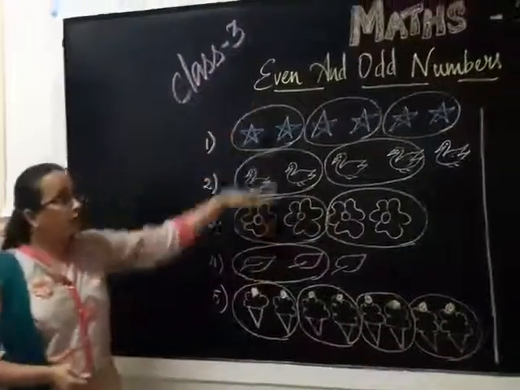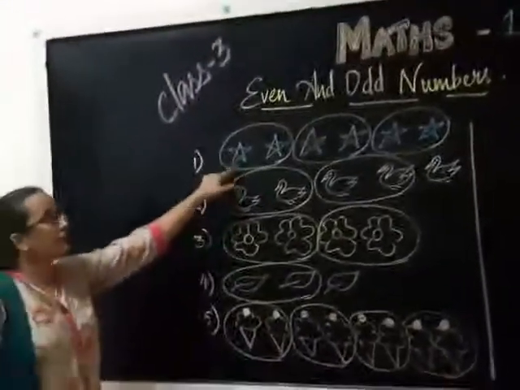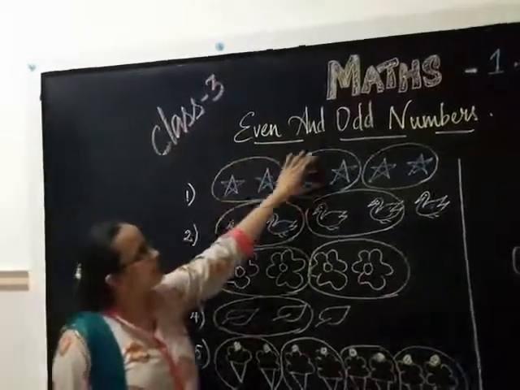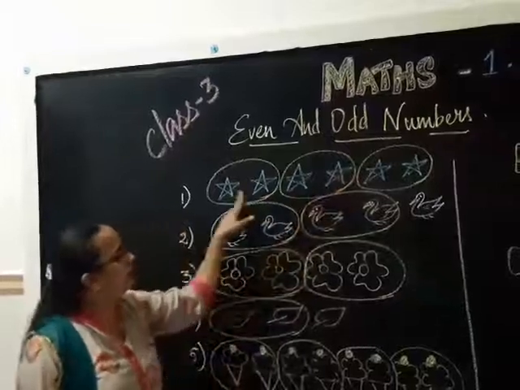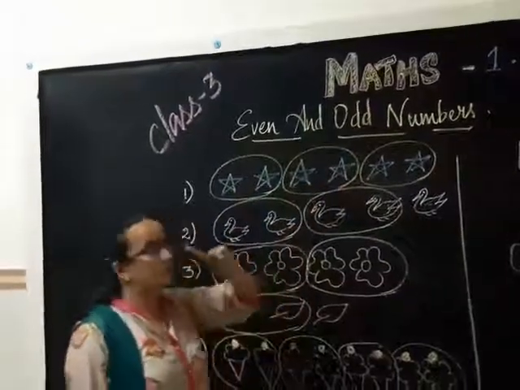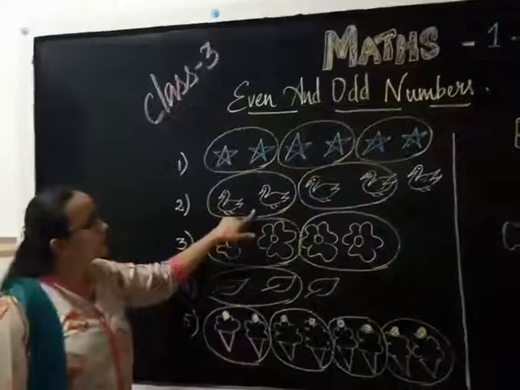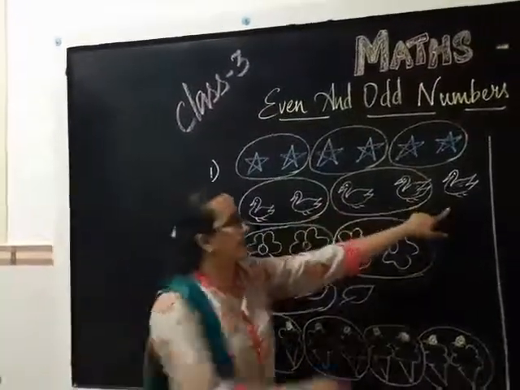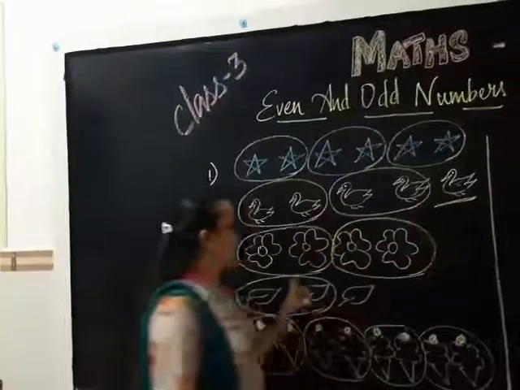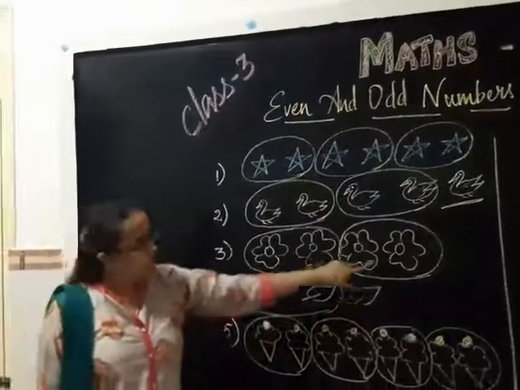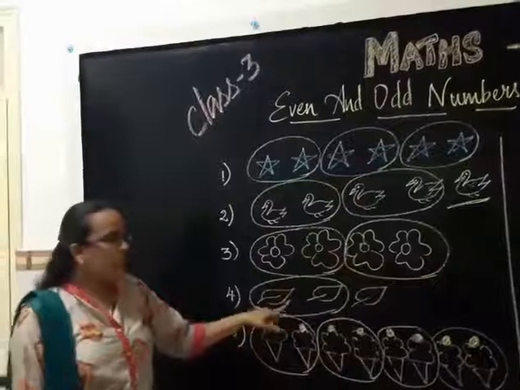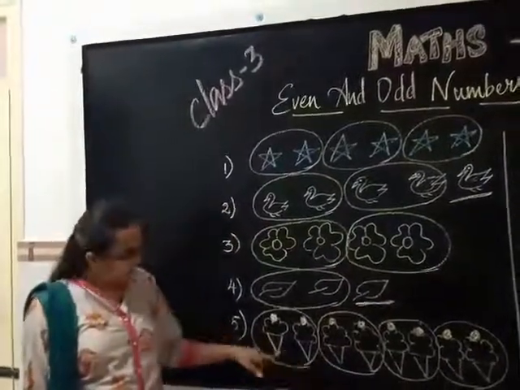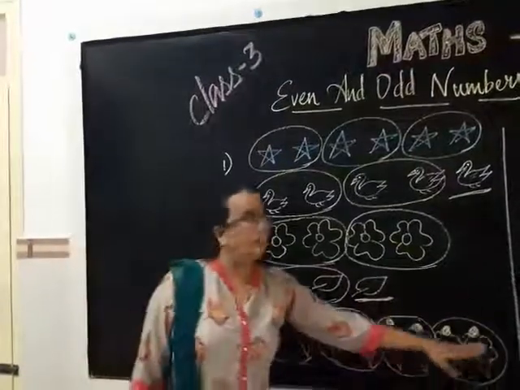So in all these examples you can see that the stars are all in pairs. Every one of the three circles has a pair of stars. Okay. Here also, if you see ducks, two ducks, here one is left over. Here one is left over. Here in flowers it is pair. Here in leaf one is left over. In ice cream you can see all are pair.